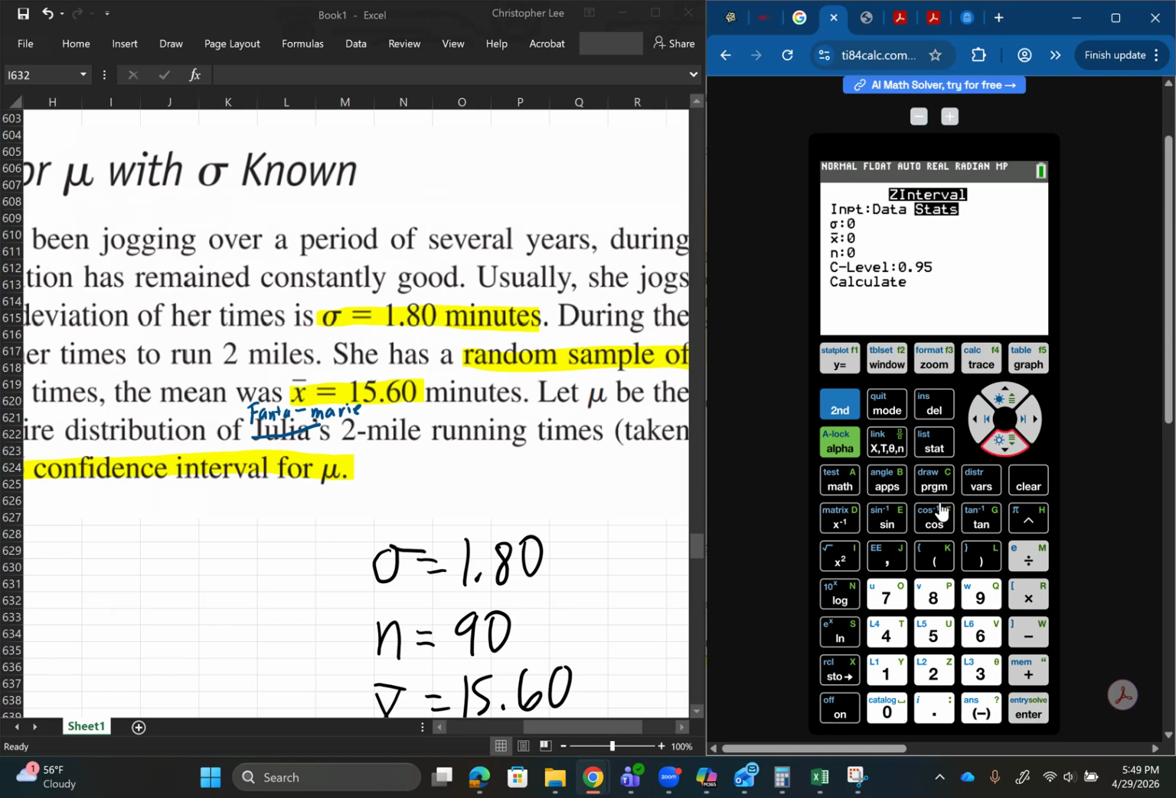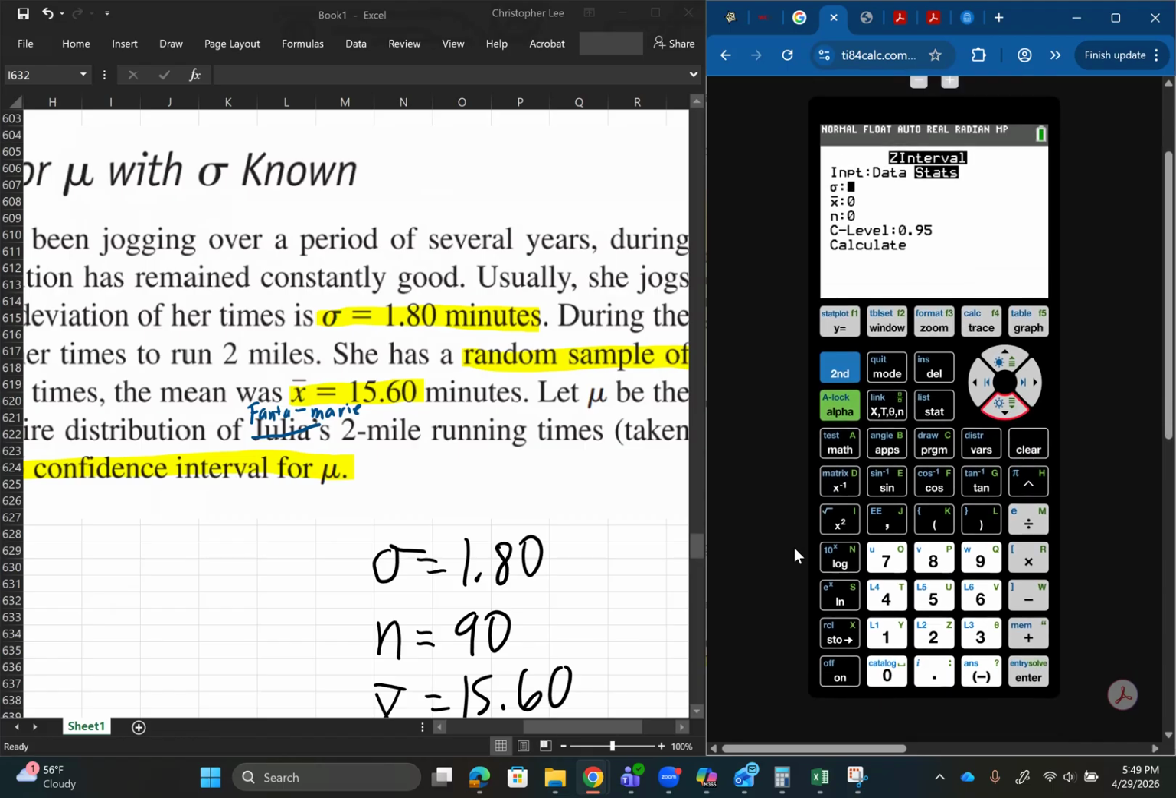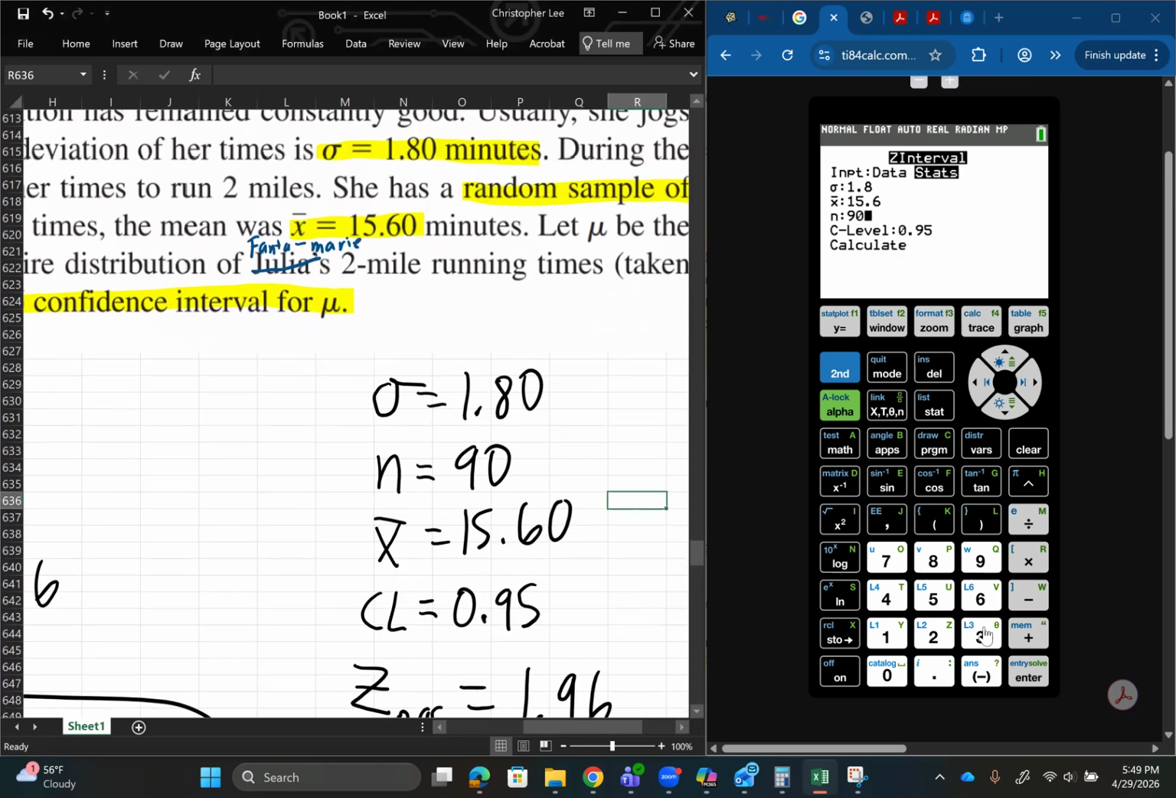Both of them have it. I'll go over how to do the other one later, just because time is against us. We only have a minute. So type in what you got. So you got 1.8 for standard deviation. And we know what sigma is. Our sample mean was 15.6. My N was 90. And my confidence level, which I can't remember, was 95%.